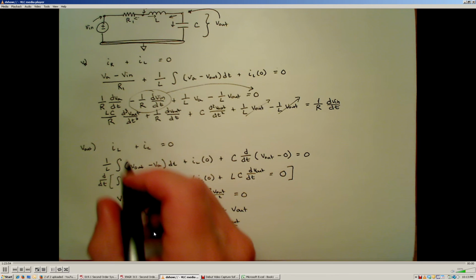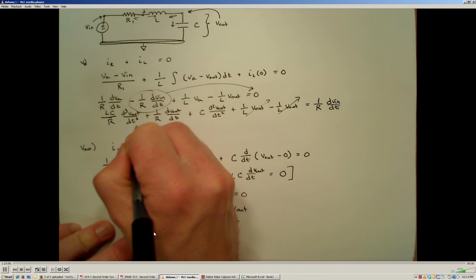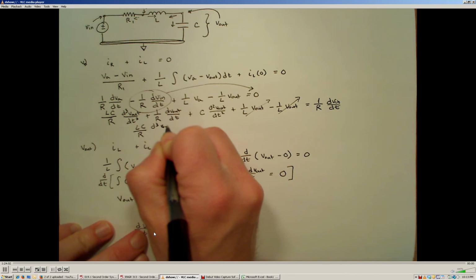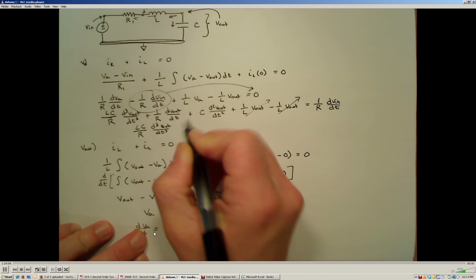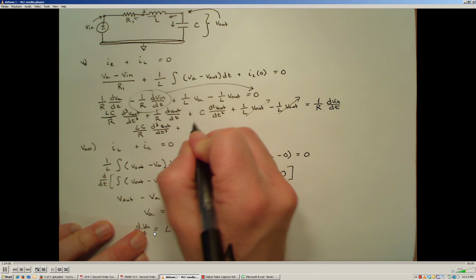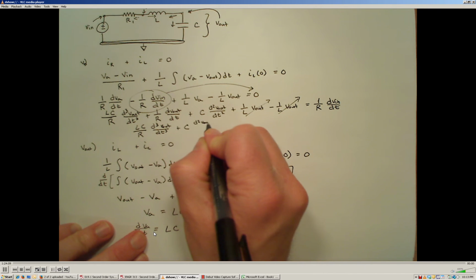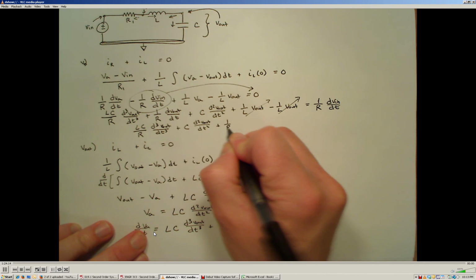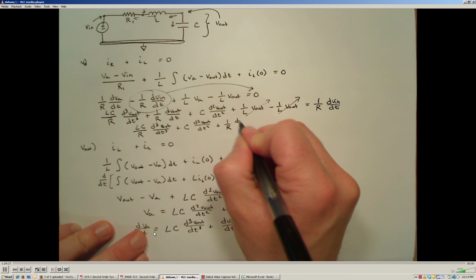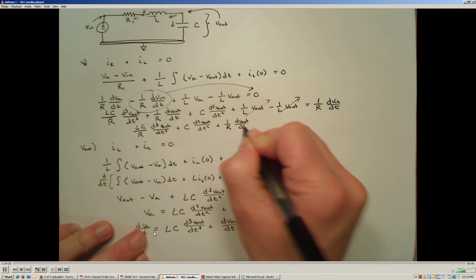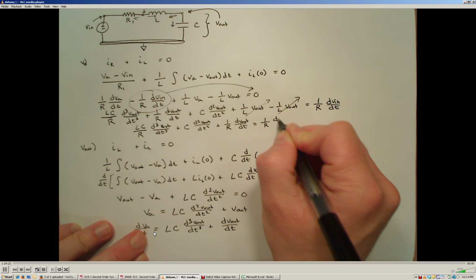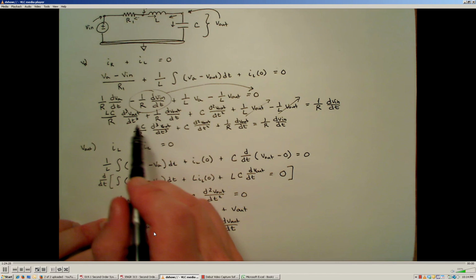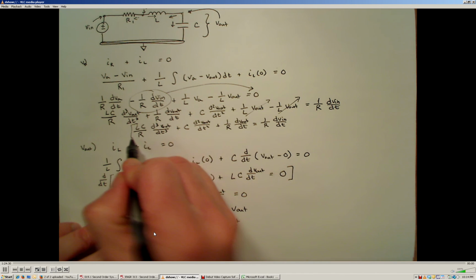So I will have LC over R times the third derivative of V out with respect to time, plus C times the second derivative of V out with respect to time, plus 1 over R times the first derivative of V out with respect to time has to be equal to 1 over R dVn dt. Okay, and now I'm going to integrate this entire expression.